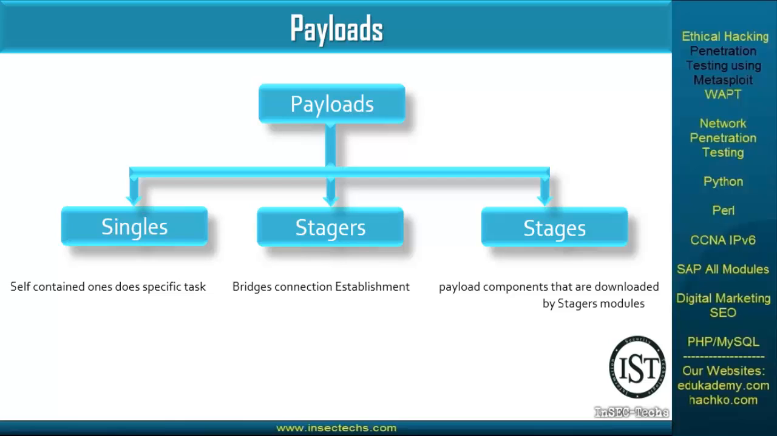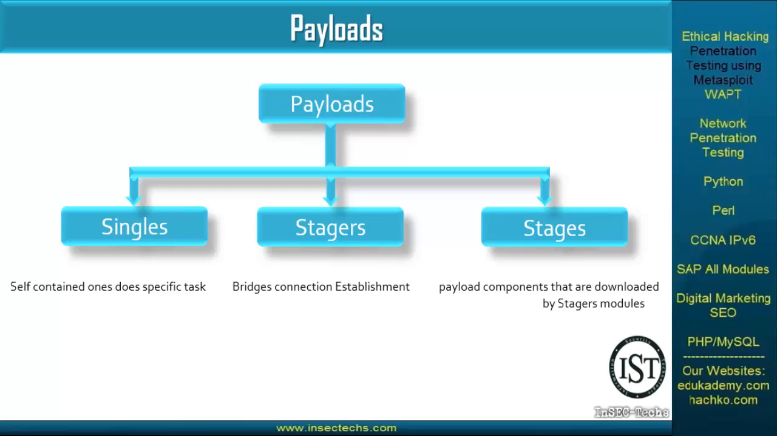Metasploit payloads basically have two components. The first one is the communication capability, and the second one is the functionality. Communication capability basically enables a communication channel for the attacker. Functionality defines all the actions that an attacker can perform after payload execution.